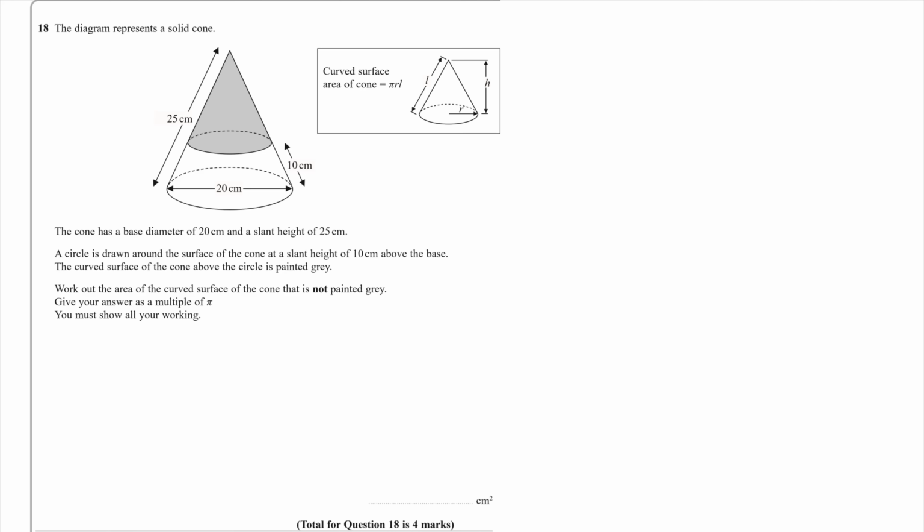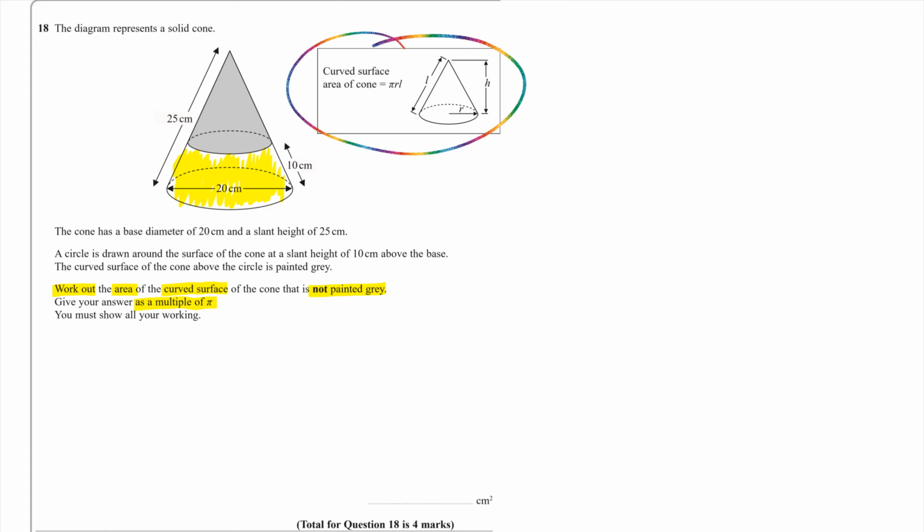Question 18. The diagram represents a solid cone. The cone has a base diameter of 20 centimeters and a slant height of 25 centimeters. A circle is drawn around the surface of the cone at a slant height of 10 centimeters above the base. The curved surface of the cone above the circle is painted gray. Work out the area of the curved surface of the cone that is not painted gray. Give your answer as a multiple of pi. You must show all your working.